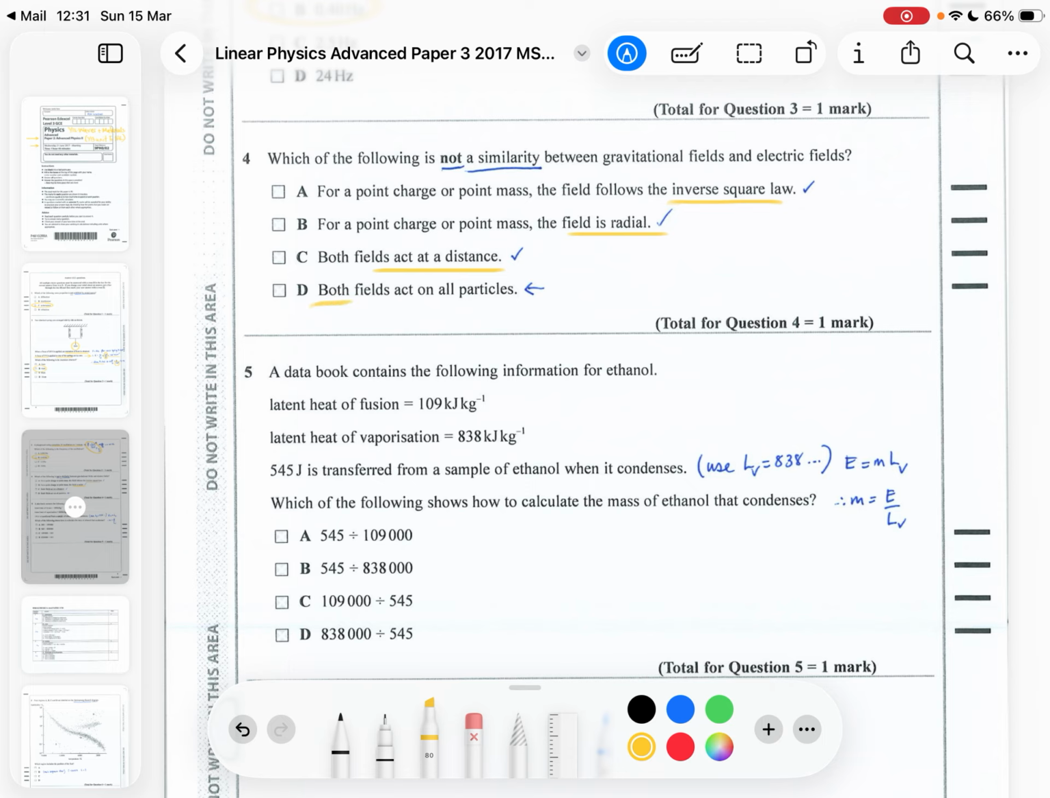But not both fields act on all particles. Now, all particles have mass, yes, but not all particles have charge. So gravity acts on all particles, but electric fields only act on particles with charge. So D, it's not true that both fields act on all particles.